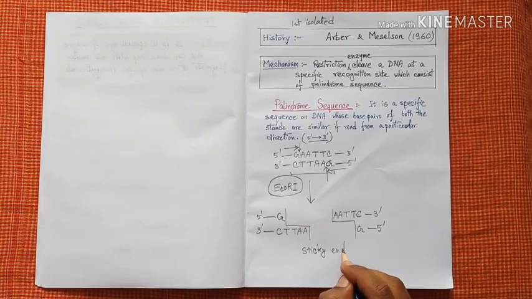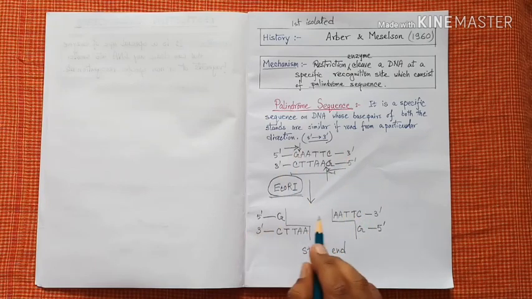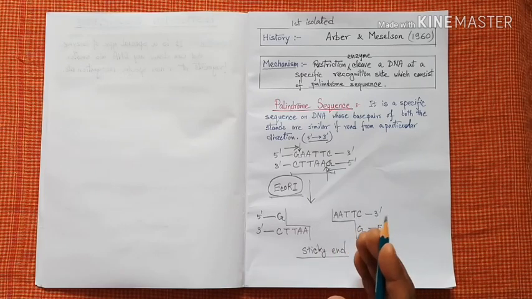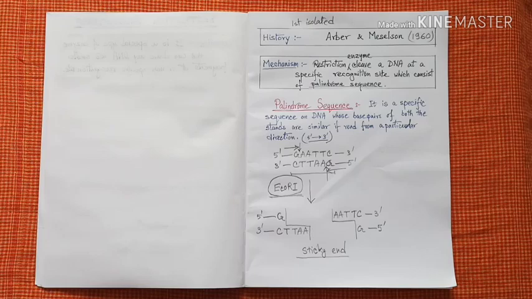So, here the restriction enzyme EcoRI digests the palindrome sequence and cuts the double-stranded DNA to produce sticky ends. So, this is how the restriction enzyme works. Now, let us know about the next topic.